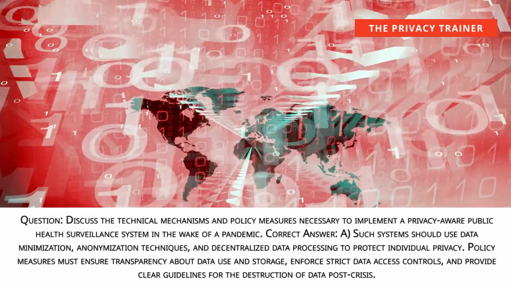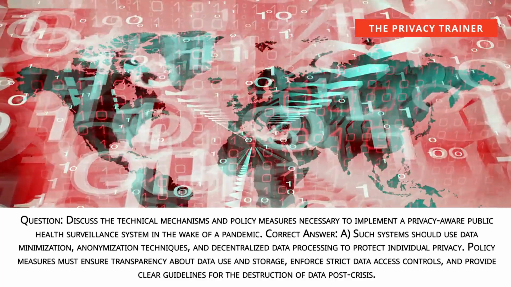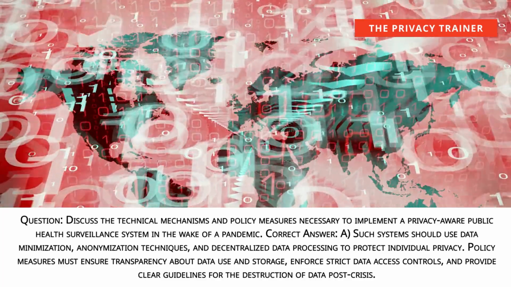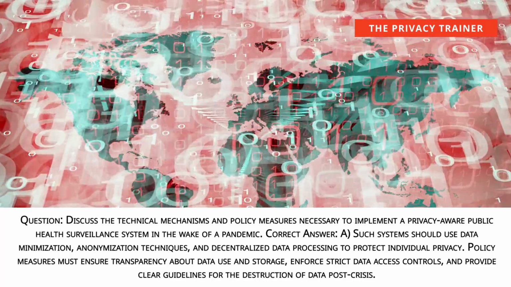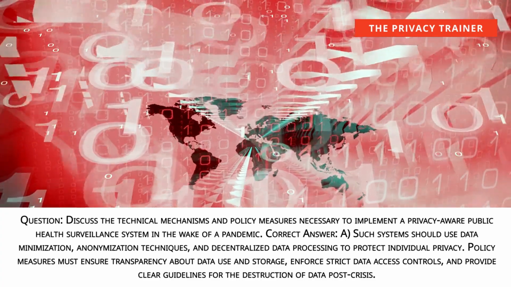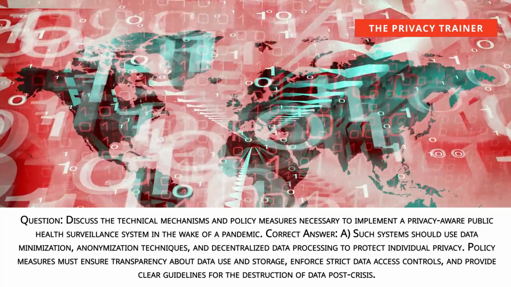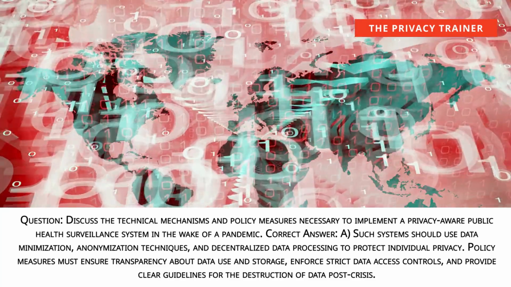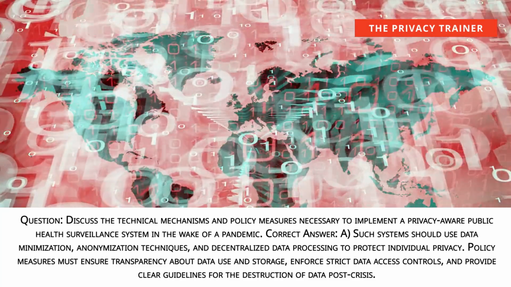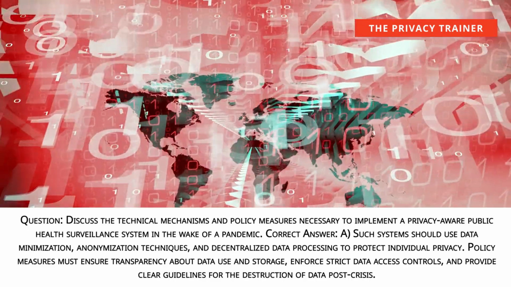Question. Discuss the technical mechanisms and policy measures necessary to implement a privacy-aware public health surveillance system in the wake of a pandemic. Correct answer. A. Such systems should use data minimization, anonymization techniques, and decentralized data processing to protect individual privacy. Policy measures must ensure transparency about data use and storage, enforce strict data access controls, and provide clear guidelines for the destruction of data post-crisis.